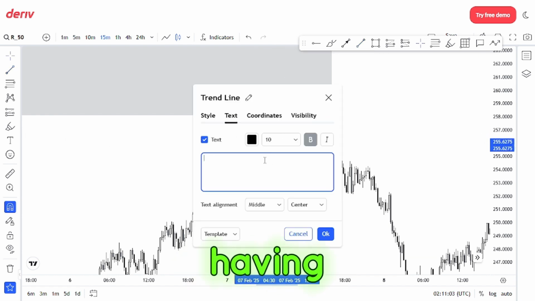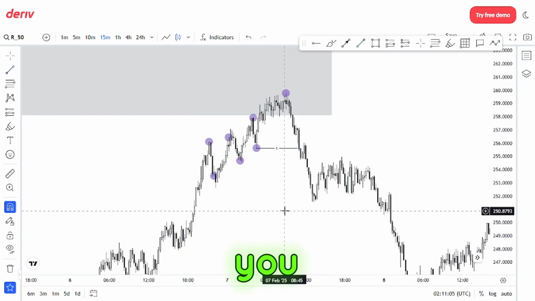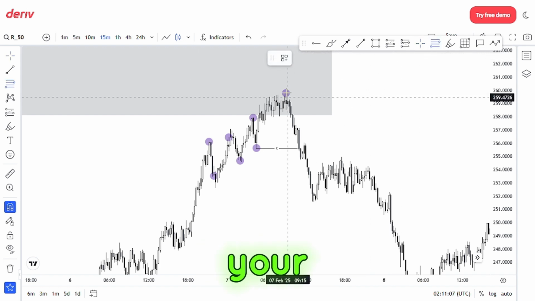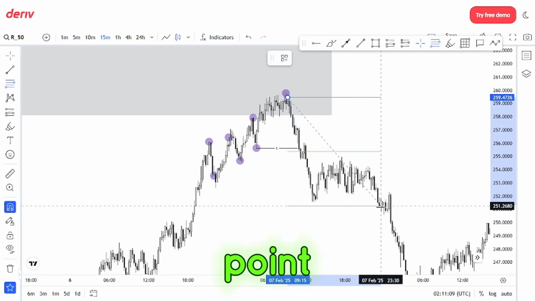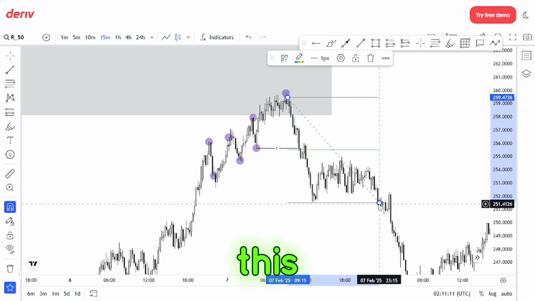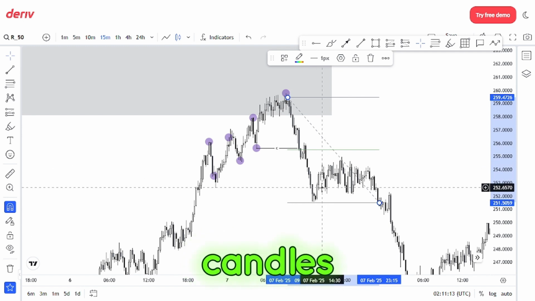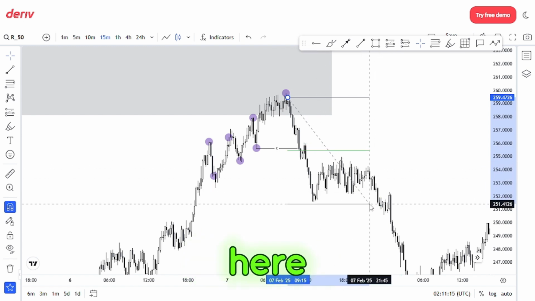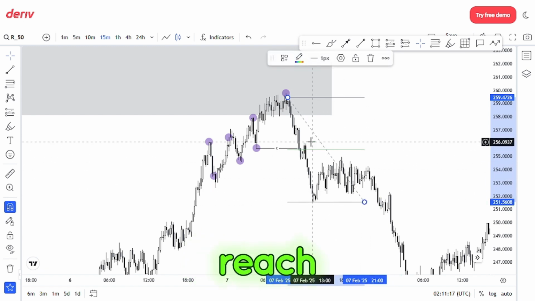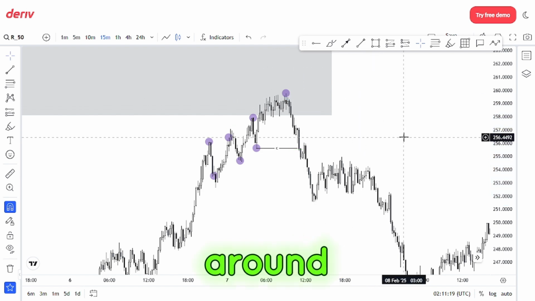Now, after having a change of character, what did I tell you? You need to be looking for your highest point and your lowest point. As you can see here, this is the lowest point. That's because we have those three candles, guys. So as you can see here, the market failed to reach areas of value around this one here.